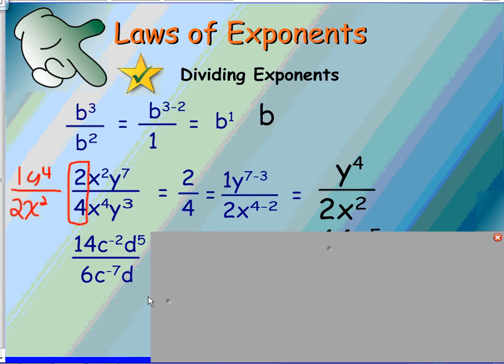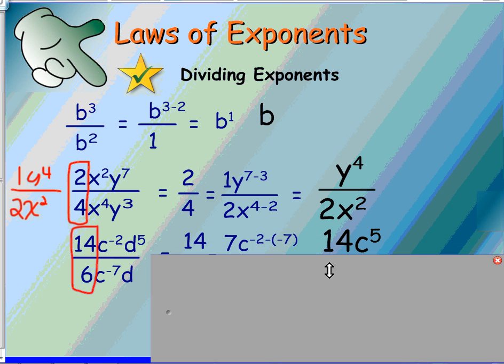Okay? All right, last example. So same sort of thing. We're going to think about those coefficients separately. All right, so we do c to the negative 2 power over c to the negative 7th power. And we are going to get c to the 5th power. And then d to the 5th power over d to the 1st power is then just going to be d to the 4th power.